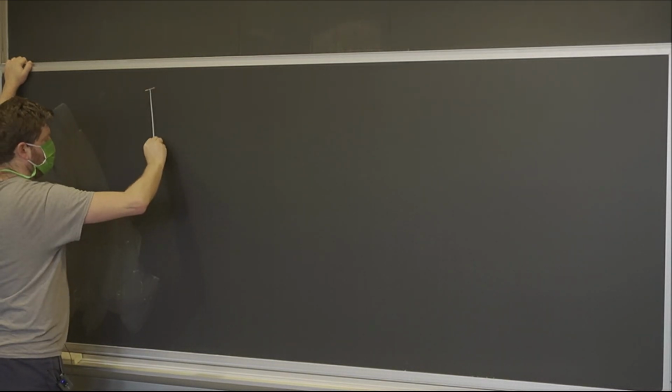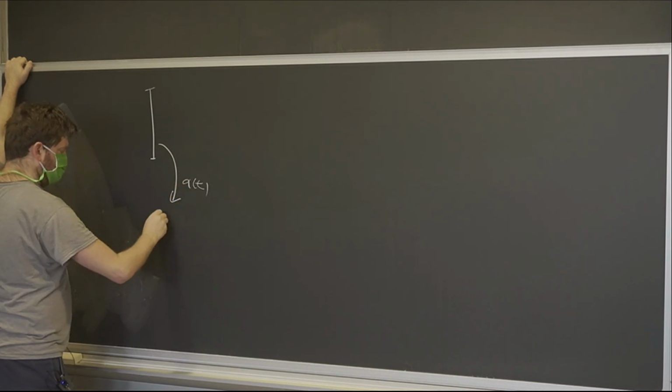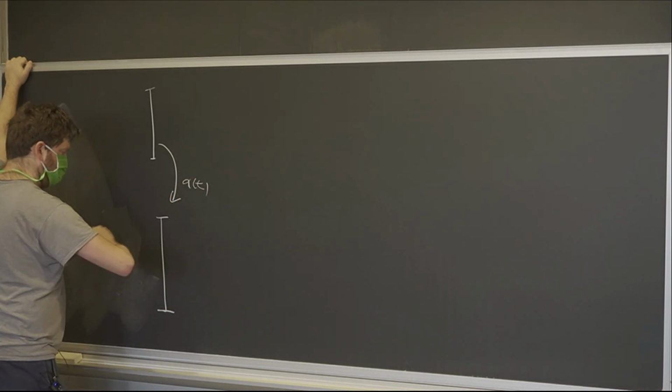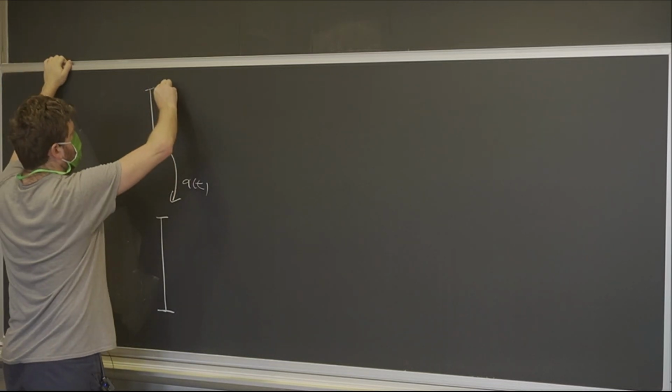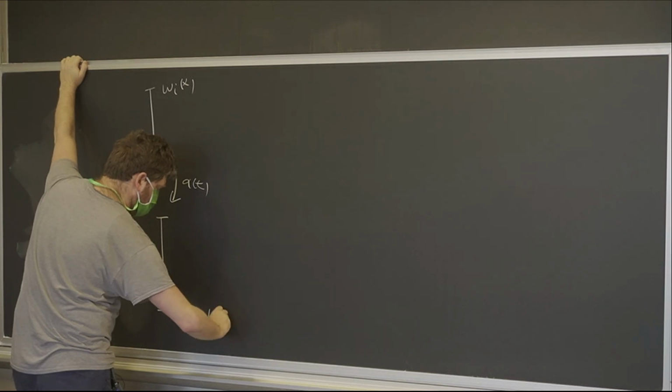So we have this map here, alpha of t. So this is wi of x, this is wi of alpha t of x.